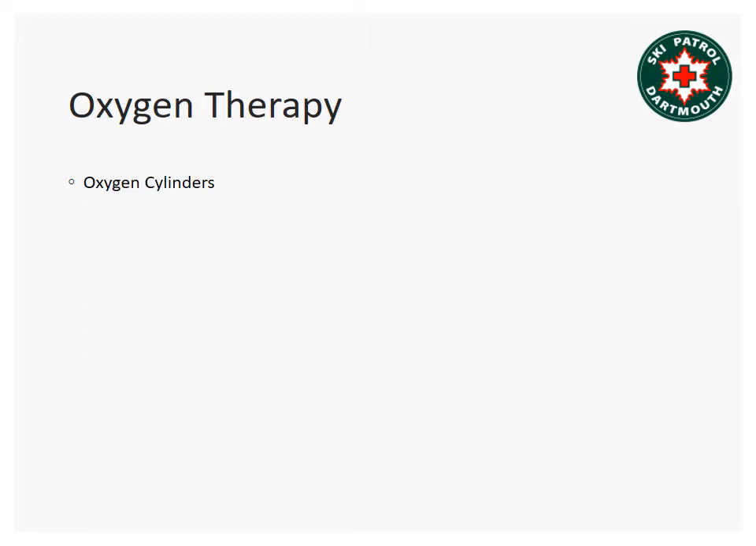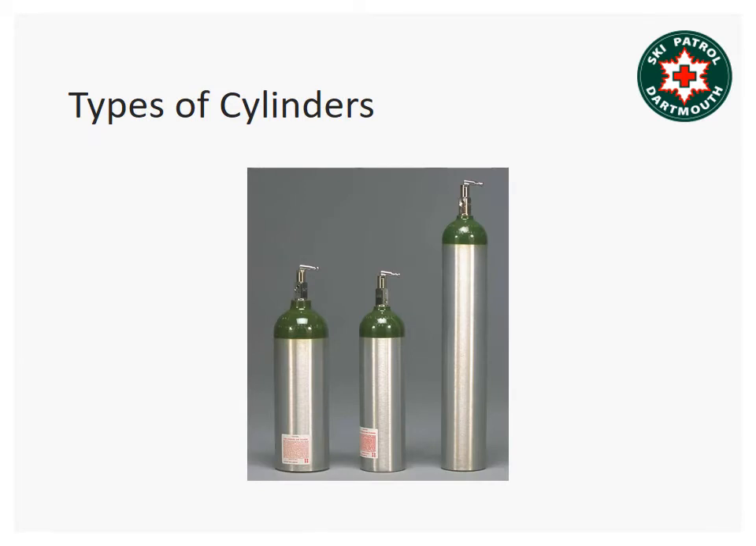Oxygen is delivered to us in compressed gas cylinders that are under high pressure, and they come in different sizes. The sizes are seen here. The most common cylinder that we deal with as ski patrollers is the D cylinder, seen in the middle. Also have a jumbo D, which is just a little bit bigger, and the E cylinder, which we use in the first aid room because it contains more oxygen and will last for a longer time.